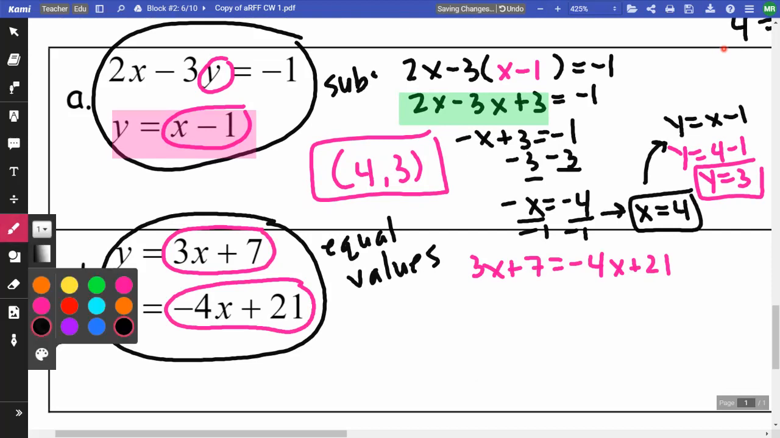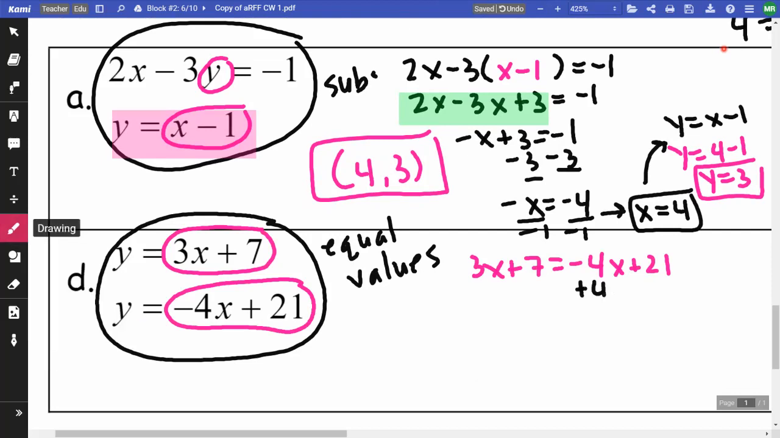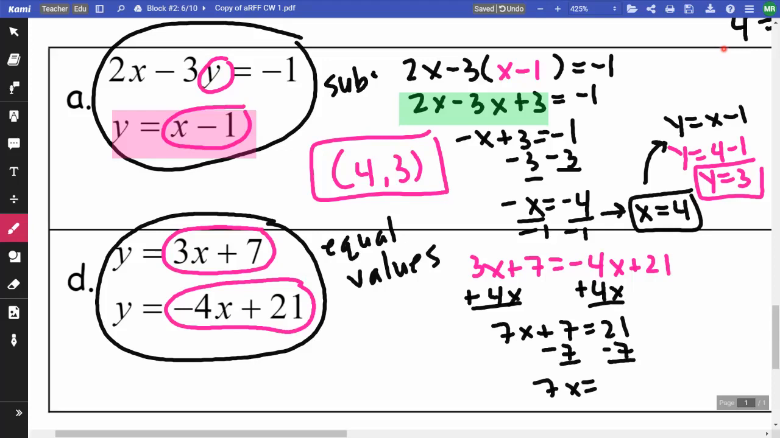I would recommend getting your x's on the same side first. So I'm going to add 4x, add 4x. I'm going to get 7x plus 7 equals 21. I'm going to minus 7. I'm going to get 7x is equal to 14. And when I divide both sides by 7, I get x is equal to 2.